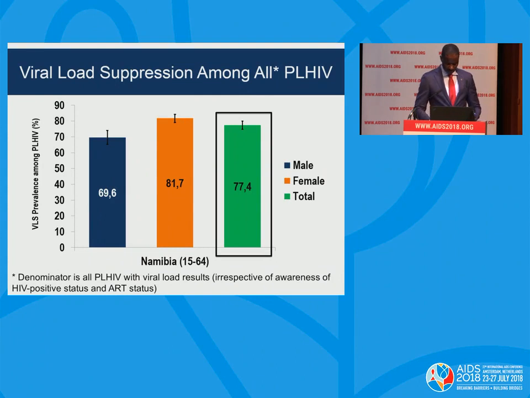To come to the viral load suppression results, this data shows suppression among all adults living with HIV, regardless of their awareness of HIV status or their ART status. Overall, viral suppression was 77.7%. This was even higher in women at 81.7% compared to men with only 69.6%.